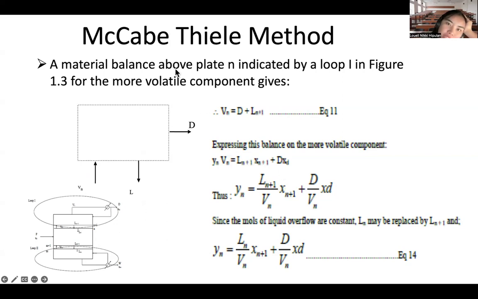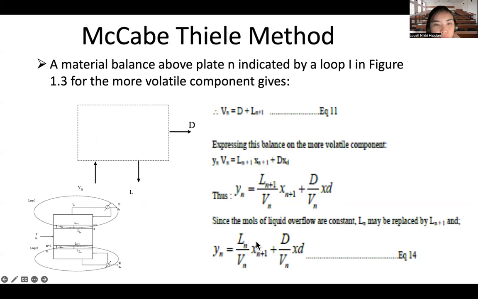And if you're going to express this material balance in terms of the more volatile component, you have YN. Y, because V is vapor, so your mole fraction should be Y. So YN VN is equal to LN plus 1. Since it's L, this should be in liquid, so your mole fraction should be X. So LN plus 1 XN plus 1 plus D XD. If you want it in terms of Y, divide all the terms of this whole equation by VN. So this is your equation now.